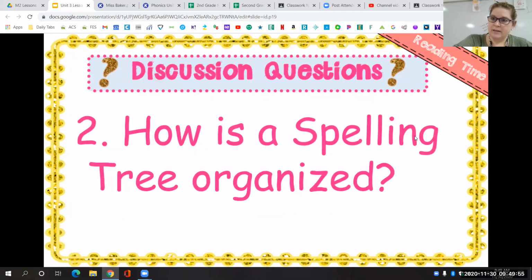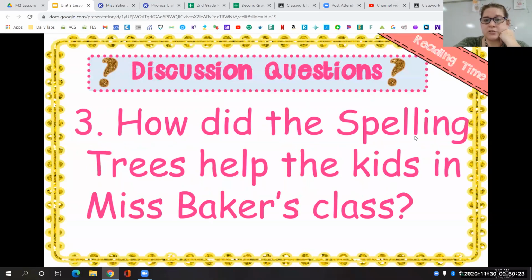How is the spelling tree organized? How is it organized, guys? It's organized by the sound. The sound starts on the base of the tree, right? Each tree has its own base sound. And then what about the branches? It's based on the sound, and then it's sorted according to the spelling for that sound. So how did the spelling trees help the kids in Miss Baker's class? It helped them see the spelling patterns.